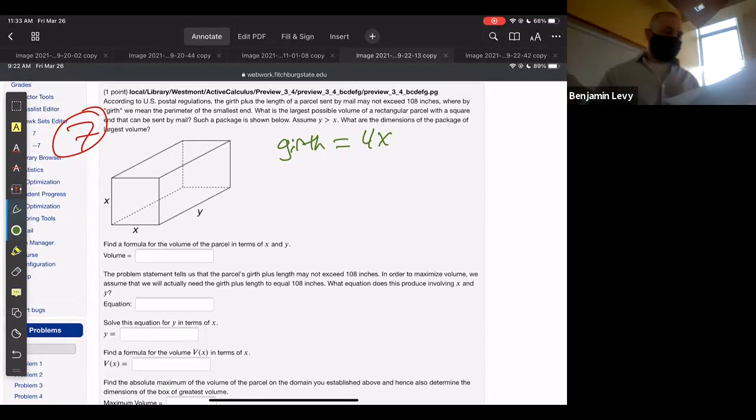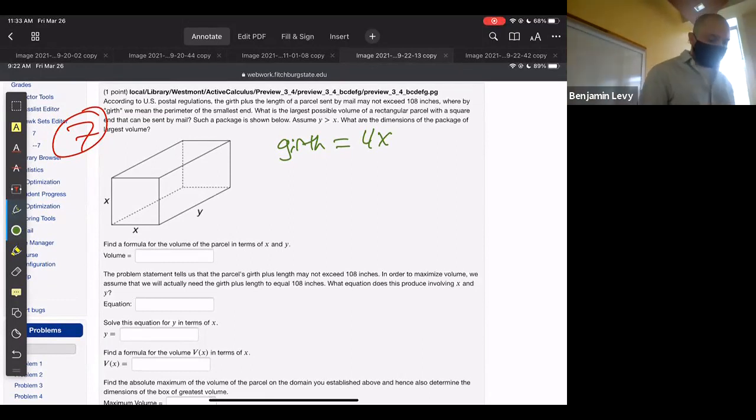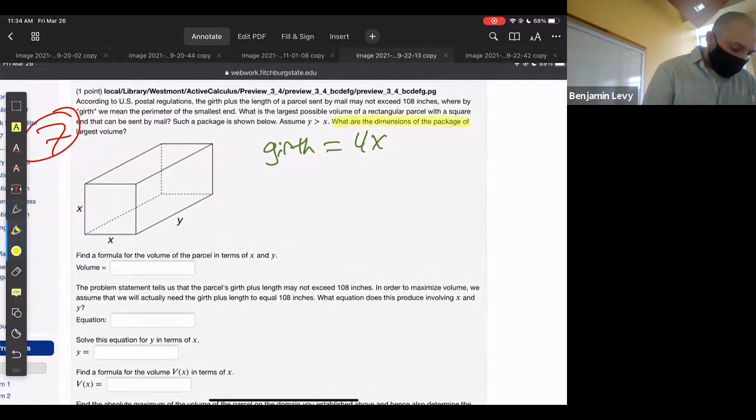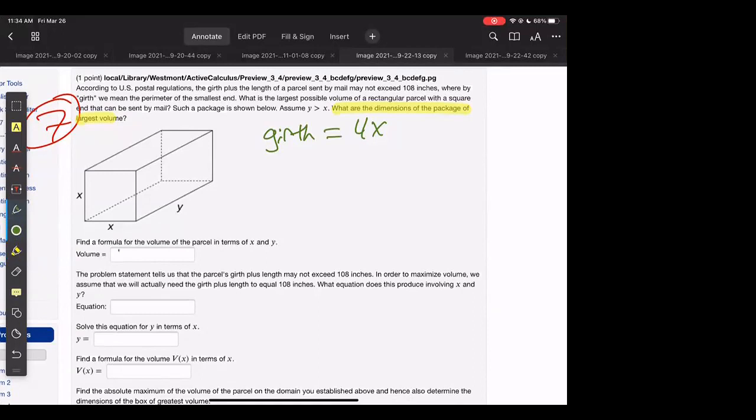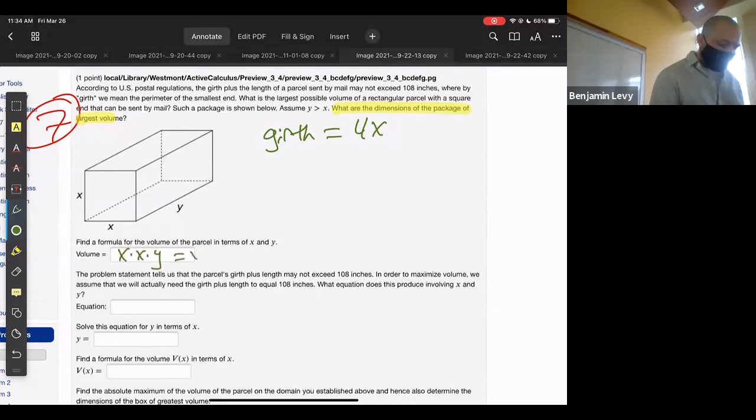Let me make sure I don't miss anything. I did this one ahead of time just to make sure it's good. Yes, okay. Oh, it's walking us through it though. So let's just do it step by step. The first question says, what's the formula for the volume? Because the question is, what dimensions maximize the volume, right? And so if we want to know the dimensions that maximize volume, we should write down the volume equation. What's the volume of this thing? How do you do the volume of a 3D thing? Yeah, you multiply all the dimensions together, right? So it'd be x times x times y, or x squared y. That's the volume of this thing.